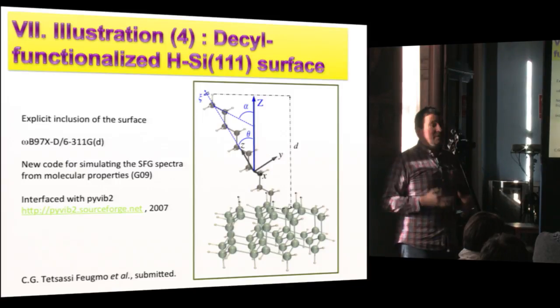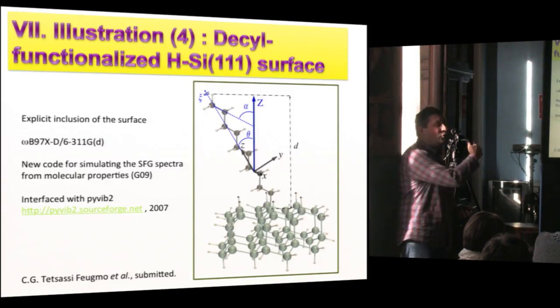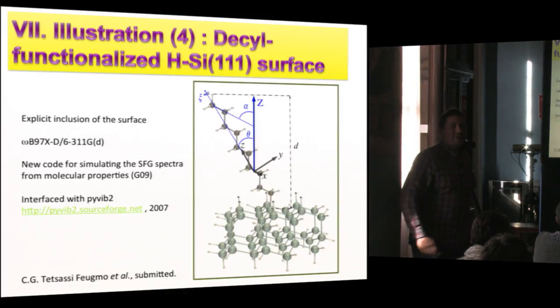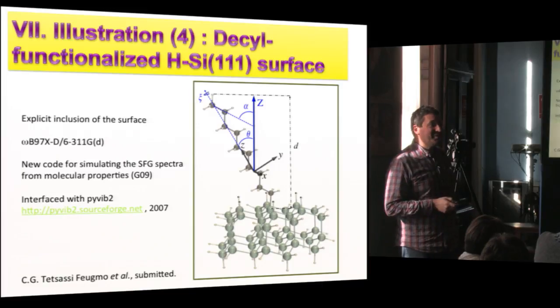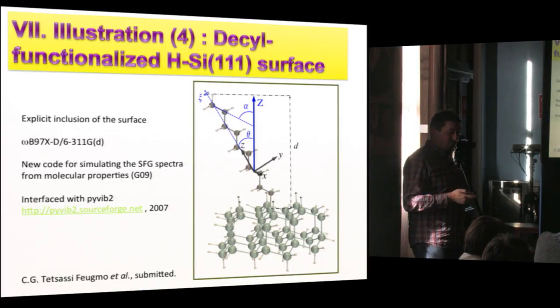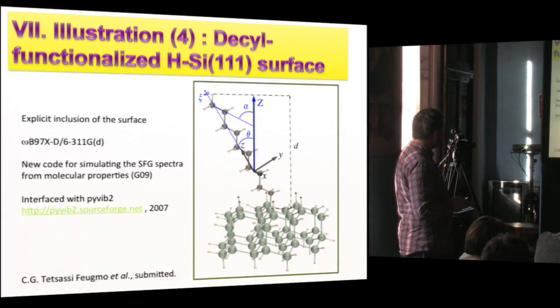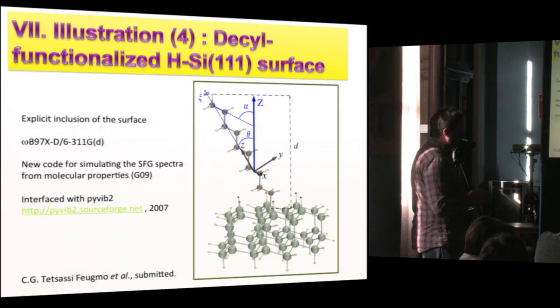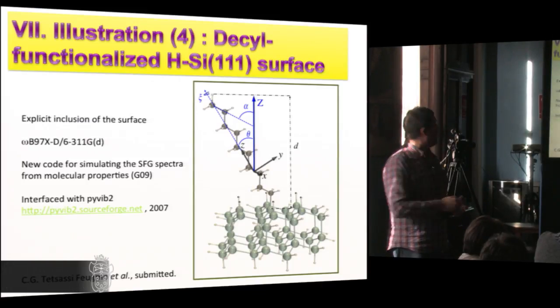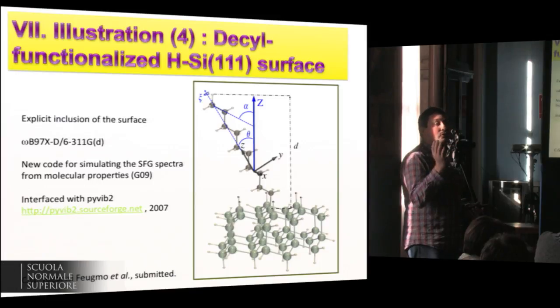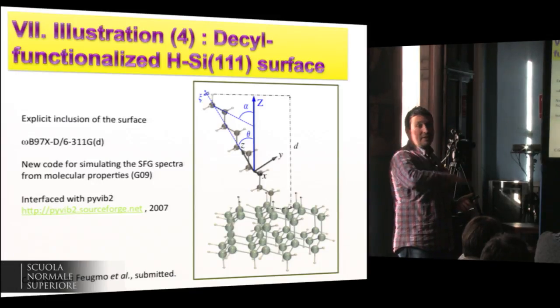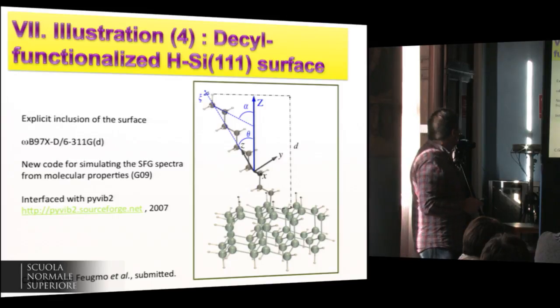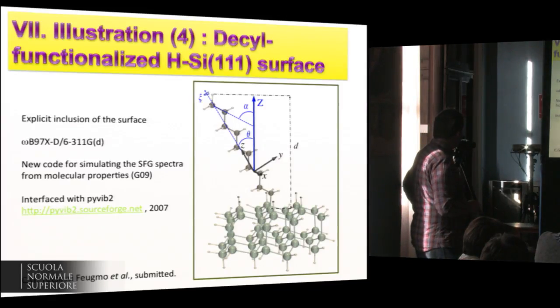Recently, we decided to build a new code, because all these things were mostly done using some Excel sheet by our colleagues from the physics department. So we decided to build a new code to go from the molecular responses to the surface or interface macroscopic response. This code is able to show you the evolution of the spectrum by changing typically one of these angles manually. So you take a molecule, you change the angle, and you see, in real time, the evolution of the spectrum. This is interfaced with PyVib2 to look at the vibrational normal modes.